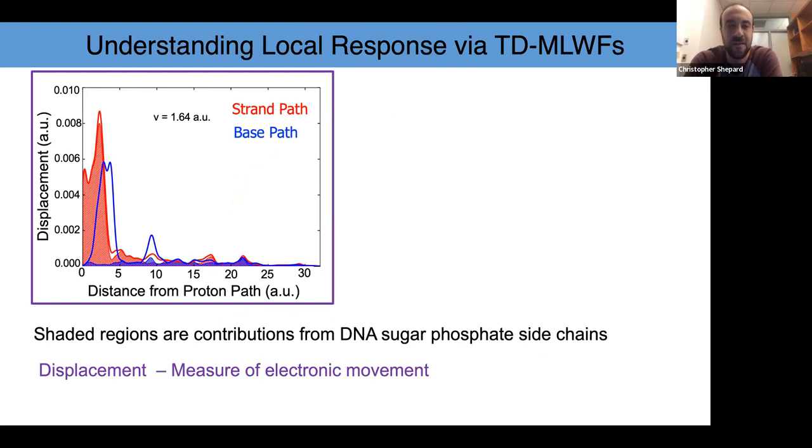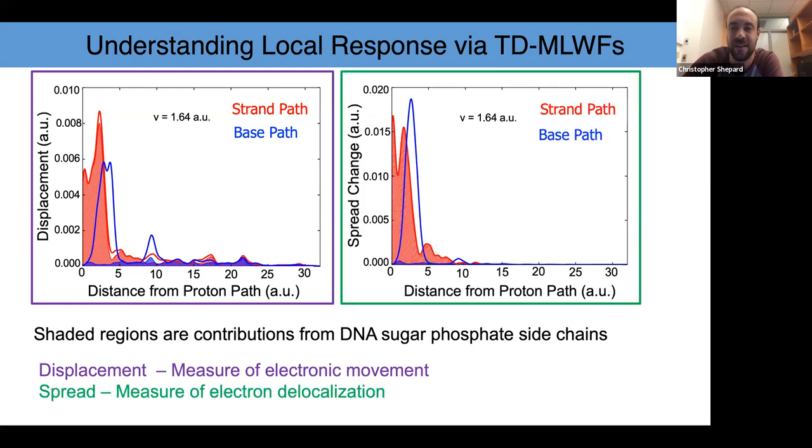So looking at the displacement, we see that for the side path, there's a slightly larger change in displacement for one representative velocity, where shaded regions correspond to sugar phosphate side chain Wannier function centers. And as expected, since the projectile, as it moves along the side path or the strand path, is much closer to those, we see a much larger contribution to the displacement from those side chain Wannier centers. And we did a similar breakdown for spread change to get a measure of electron delocalization, and the same story.